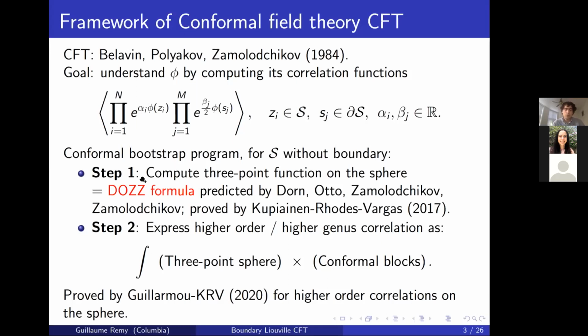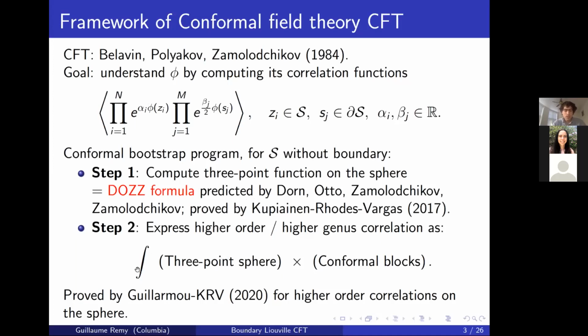So step 1 is you compute the most basic correlation function. In the case of a surface without boundary, the simplest surface is the sphere, and the simplest number of points is actually 3, because 3 points fix the Mobius maps on the sphere. And so you compute the 3-point function. There's a formula called the DOZZ formula after these 4 physicists. It was predicted in physics and proved at the level of probability by Kupiainen, Rhodes and Vargas in landmark work in 2017. Okay, this is step 1.